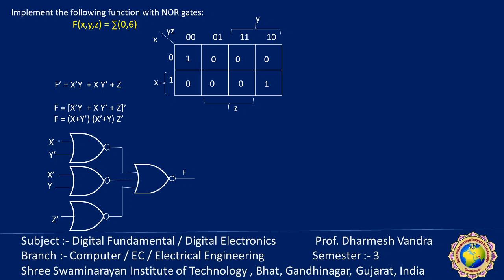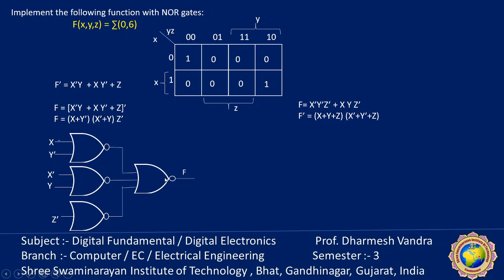In the first level we generate X plus Y dash inverted, X dash plus Y dash inverted, Z dash inverted, and then again it is NORed and inverted, it will become X plus Y dash and then X dash Y plus Z dash.